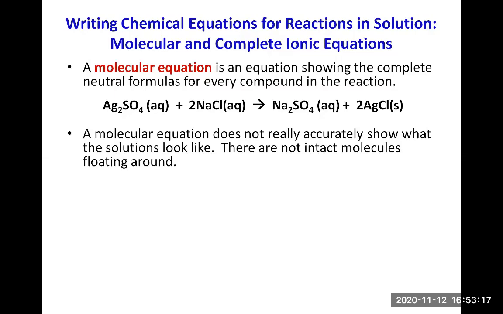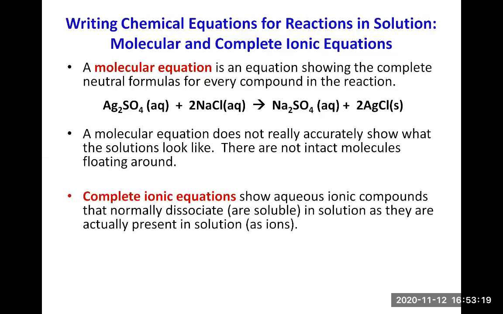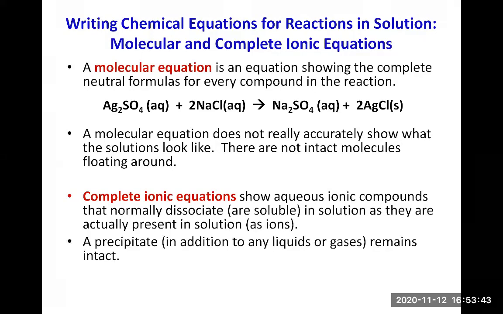That's not the reality. So we need to write a complete ionic equation to show aqueous ionic compounds that normally dissociate, so that are soluble in solution, as they are actually present in solution, so as ions. So the complete ionic equation will show ions as they are in solution instead of the compound. However, the precipitate or the liquid or gases will remain intact. These are not dissociated, so the formula will stay the same for them.